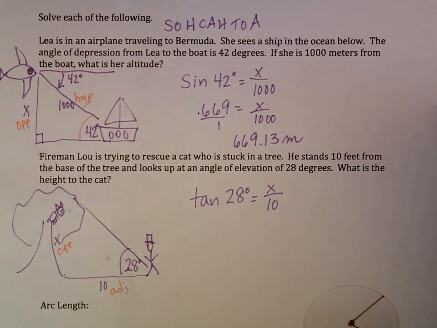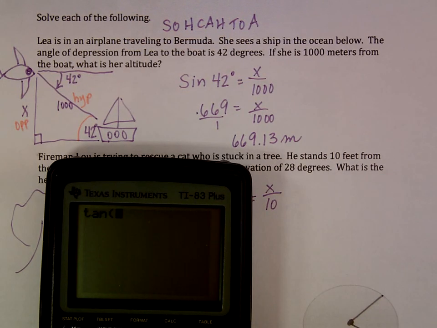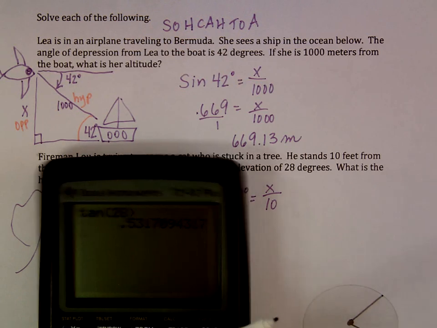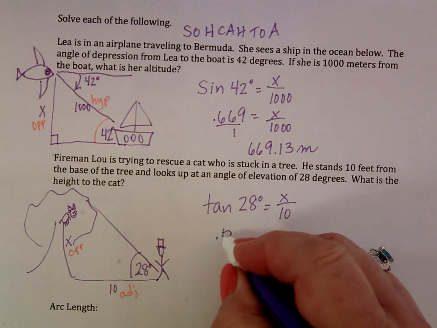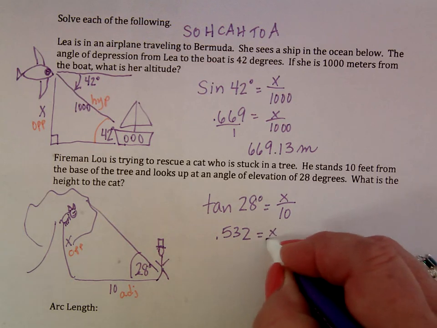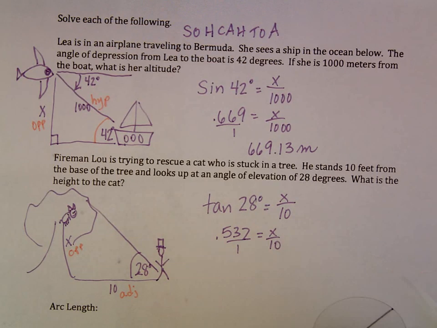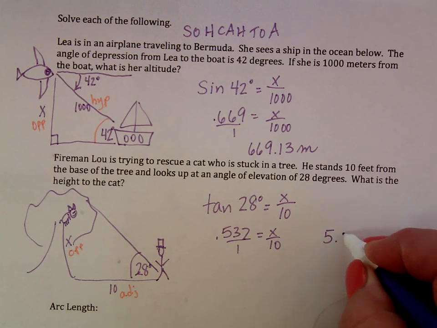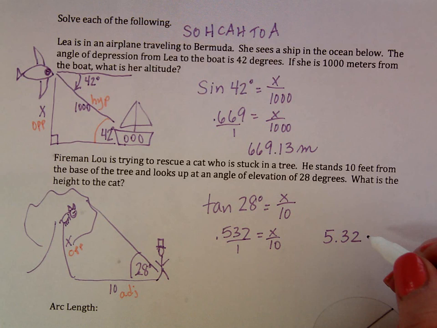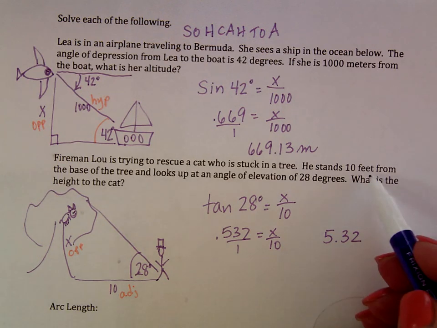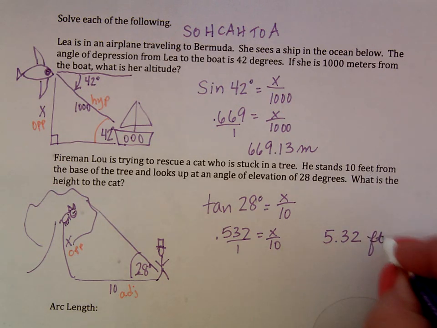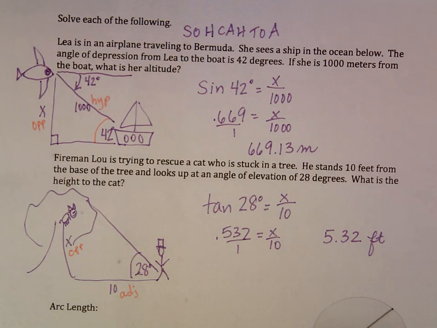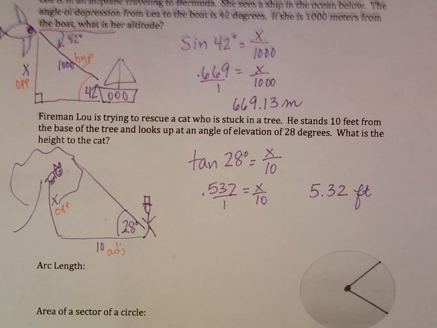So you go to your calculator and you want to know what's the tangent of 28. And it says 0.532 if I round it. So 0.532 equals x over 10. Put it over 1 and cross multiply. This one's nice, it's just a multiplication. So your answer is going to be 5.32. The unit's the same as the feet in this case. So that's how high in the tree that cat would be. 5.32 feet.